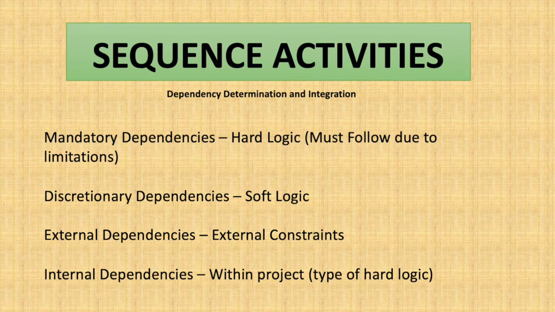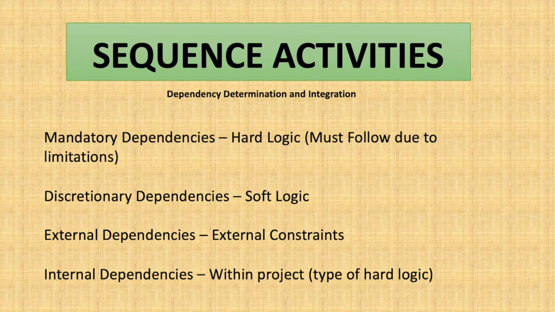External dependencies. With external dependencies, we have an external constraint, like we are procuring some material that is coming from China. That is not in our hand. We have to wait until the material arrives. This type of dependency is called external dependency. Or we are waiting for a permission from a government authority, so we cannot start that work until we have that paper in our hand. This type of dependency is also external dependency.